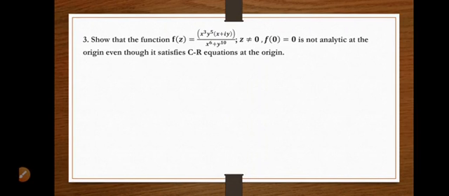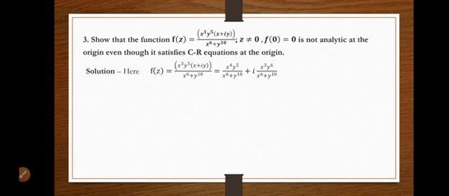This is also a very important example, but such types of examples are not frequently asked in university exams, but you should know the procedure to solve such examples. So what is given here? A function is already given. It is given that z is not equal to 0 and the functional value at 0 is equal to 0. But you have to show that this function is not analytic at the origin, that is at 0, 0, means at x equal to 0 and y equal to 0, even though it satisfies CR equations at the same point, that is at the origin.